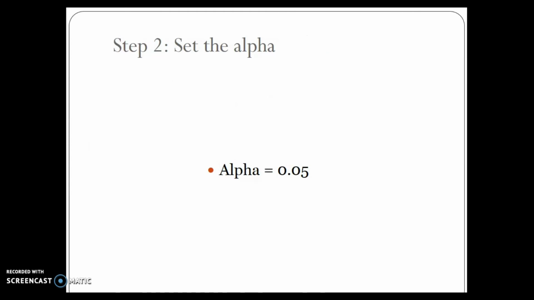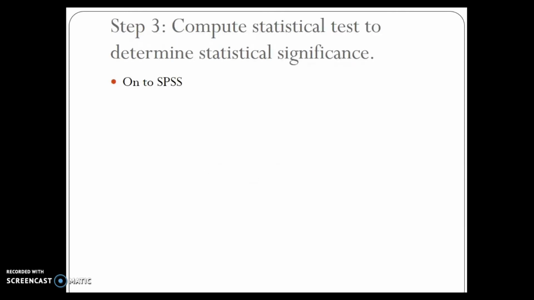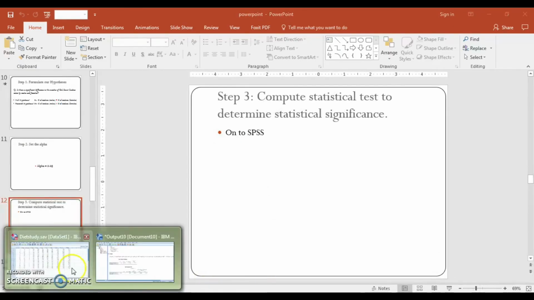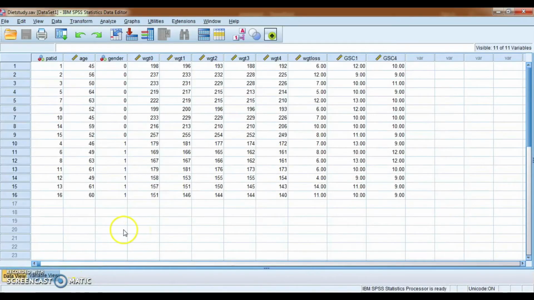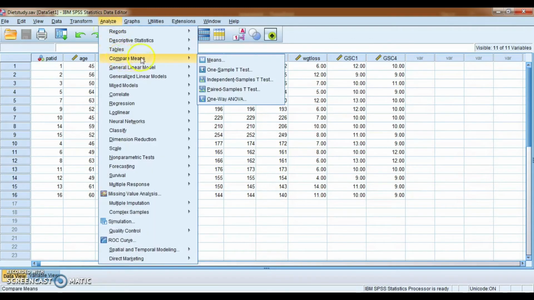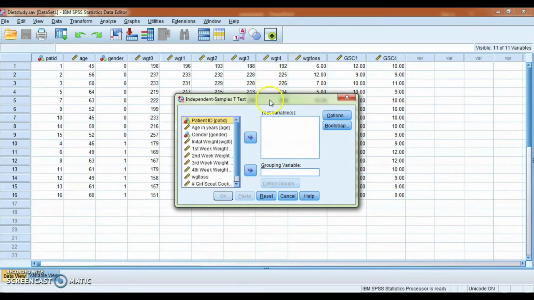Step 2, we'll set our alpha, 0.05. That's the easy step. Step 3, let's compute our statistical test here. So we're going to compute an independent samples t-test. So let's pull up SPSS again. Alright, we got our data set here. We're already familiarized with it, so I'll just get on with it. We'll go to Analyze, Compare Means, Independent Samples t-test.